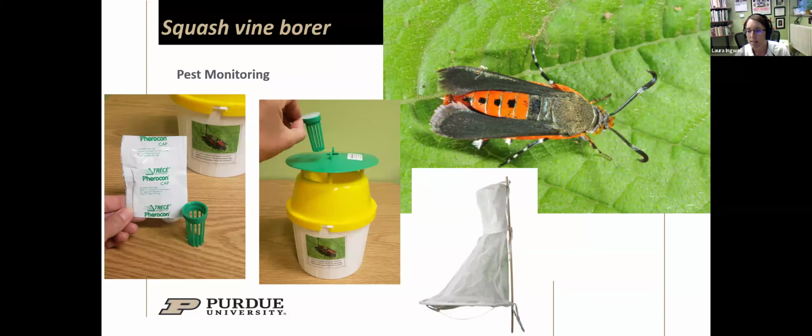Some years I maintain a statewide squash vine borer network and post that information online for growers to see throughout the state in real time. This year I am not because of funding situations and me not getting summer pay to manage this network. So if individual growers want to do it, I have no problem pointing them to resources so they can do it on their own farm.